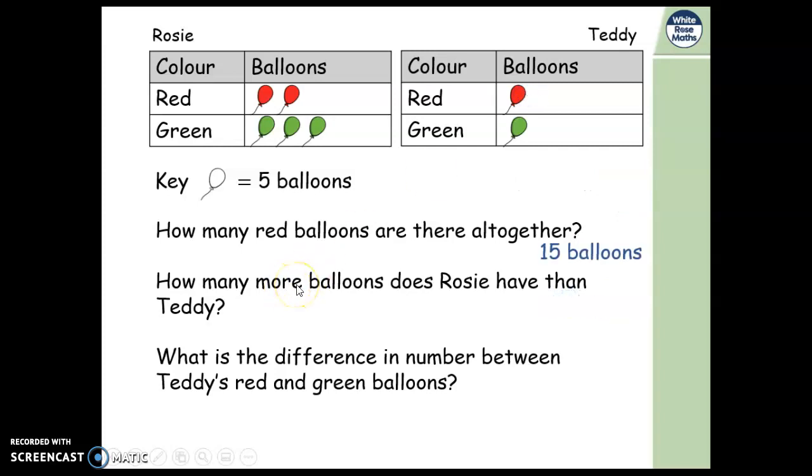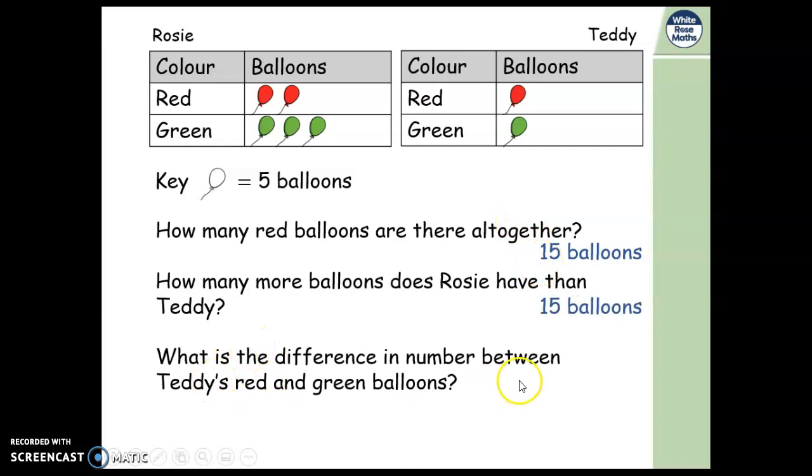How many more balloons does Rosie have than Teddy? So we have to count how many Rosie has, how many does Teddy have? Rosie has 5, 10, 15, 20, 25. Teddy has 10. 5, 10. 25 take away 10 equals 15. So our answer there is also 15.